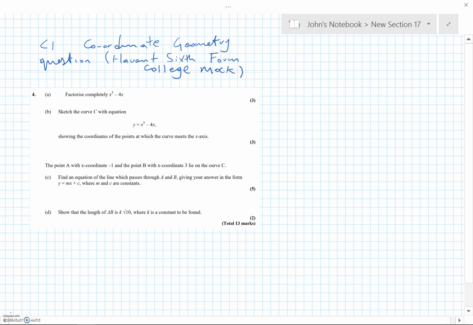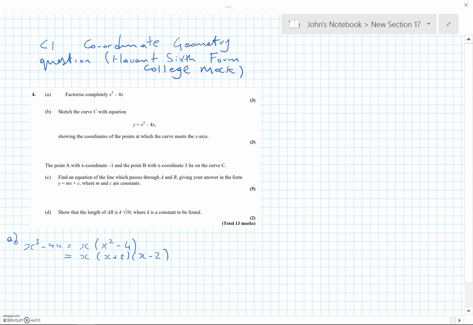Here's a question where they've mixed up a bit of graph sketching of cubics with coordinate geometry. Right, and we'll just take a look at what we need to do. Factorise, hopefully everyone can do that. x cubed minus 4x, take out the factor of x. Of course that's not fully factorised. We need to factorise that as well, and we need to recognise it immediately as a difference of two squares. About 3 of the quickest and most straightforward marks you will see on a C1 paper.